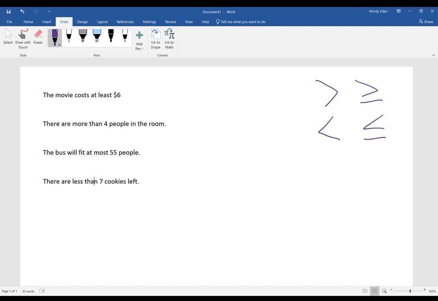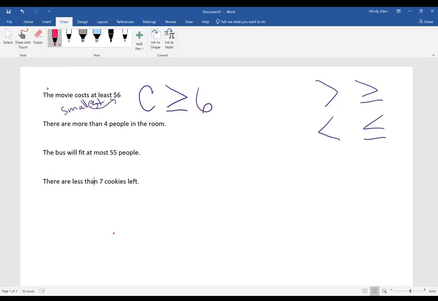So on the first one, we've got the movie costs at least $6. So I'm going to let C be my variable for cost. And I know 6 is kind of like the pivotal number. So what I want to think about is if it's at least $6, that means that 6 is the smallest price that I could have. So I want to put the small part of the symbol by the 6 to show that 6 is the smallest. But if it's at least $6, I can also equal $6, and then it would still be at least $6.